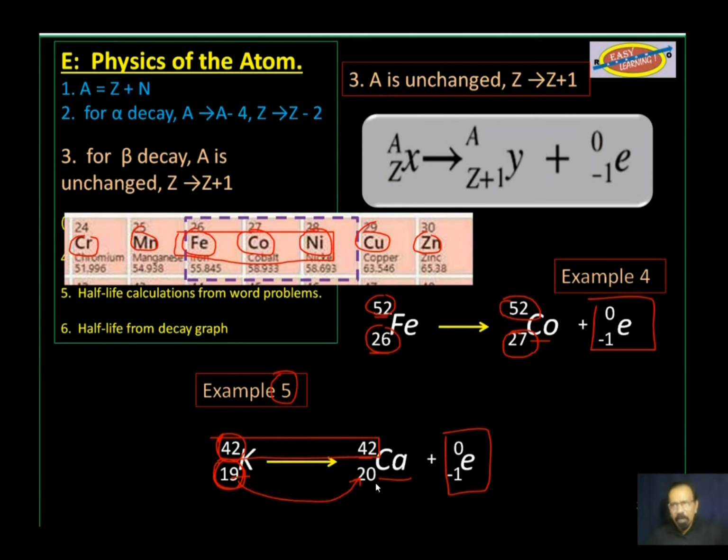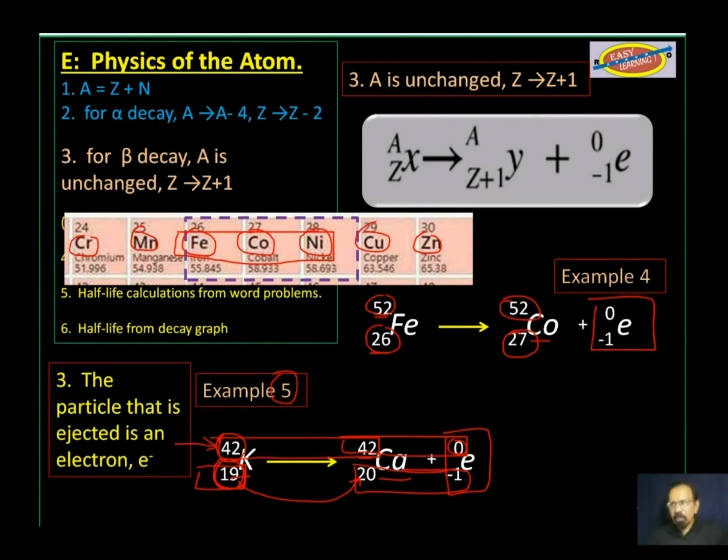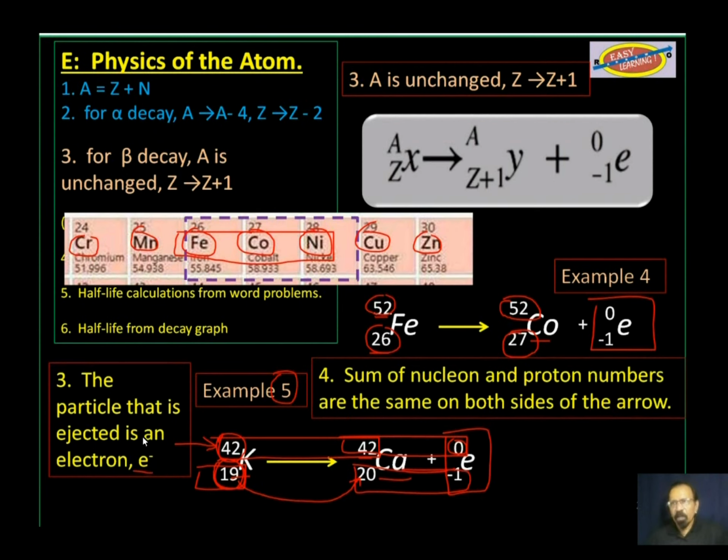Again, the same thing applies. If you add the nucleon numbers over here, if you could call this 0 here a nucleon number, you must get the same number on the left-hand side. And then if you add these numbers below here, 20 plus a negative 1, you will get back 19 on that side. So the particle that is ejected is an electron. It is a high energy electron. The sum of the nucleon and proton numbers are the same on both sides of the arrow or the equation.